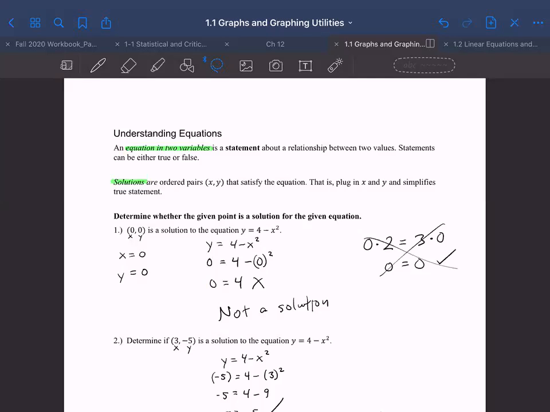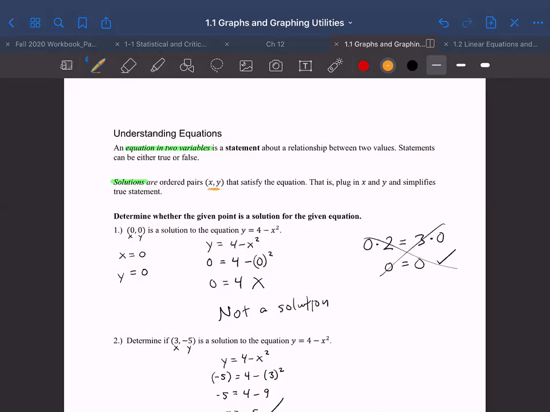An equation, the main thing you're looking for is an equal sign. It's a statement that tells about the relationship between two values, and it can either be true or false. Again, one of the key things to look for: it's an equation, therefore an equal sign. Solutions to equations of two variables are ordered pairs that satisfy the equation, where you plug the first one in for x and the second one in for y, and it turns out that the two sides are equal.